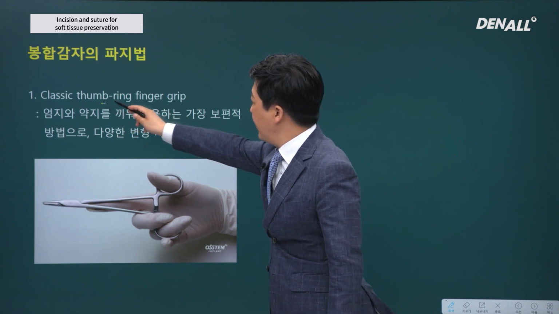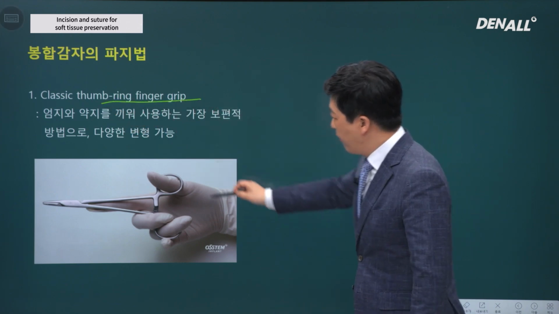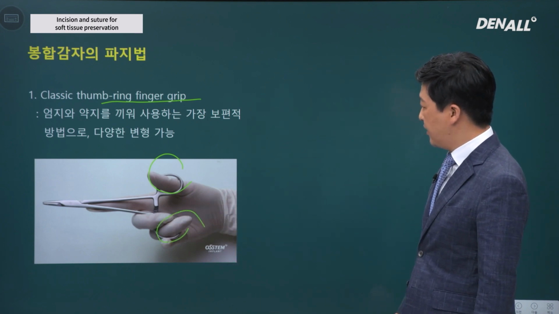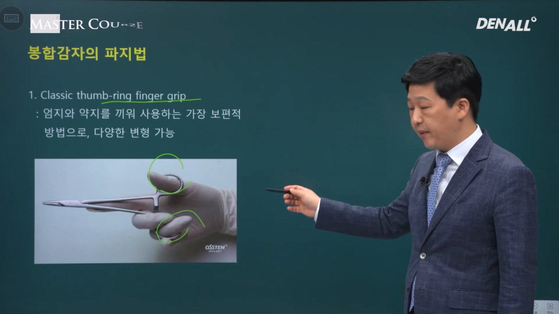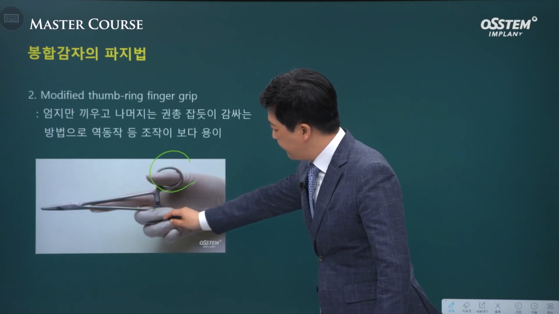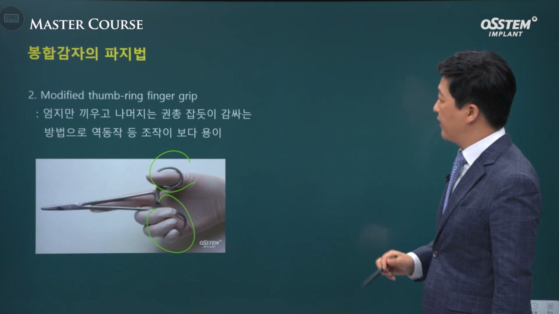There is the very classic thumb ring finger grip. You put in the thumb and the rest of your fingers go in like this. This is most frequently used. The second is a modified thumb ring finger grip. You only put in the thumb.